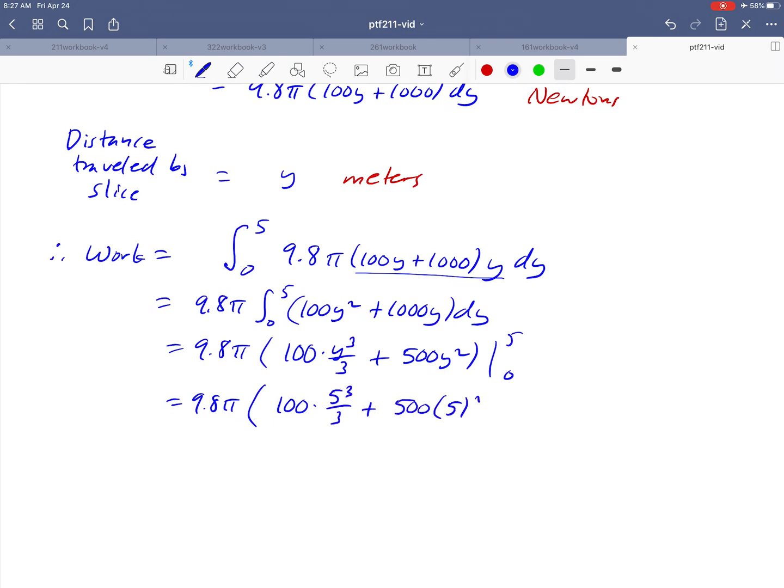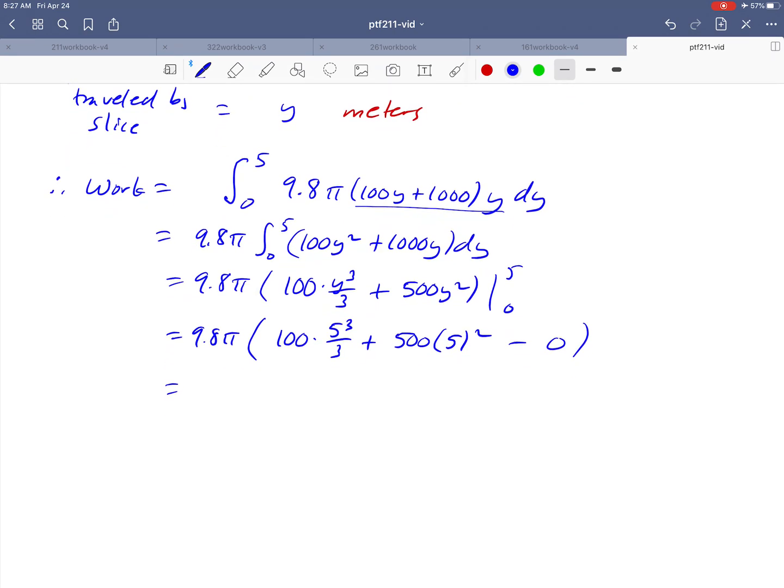So there's our upper limit. Substitute 5 in for your y's. And for your lower limit, we're just going to get zeros in both cases. I'll let you confirm that when you substitute this into your calculator, what you wind up with is 513,127, and again, those units should be newtons times meters, otherwise known as joules. And there's our work.